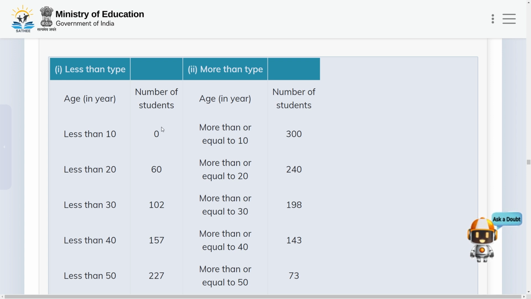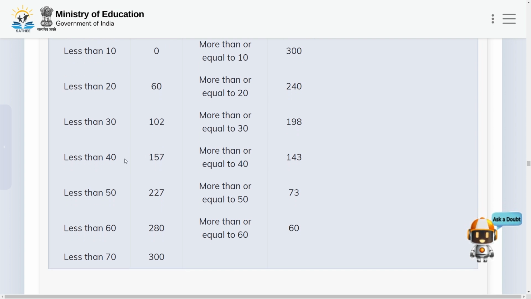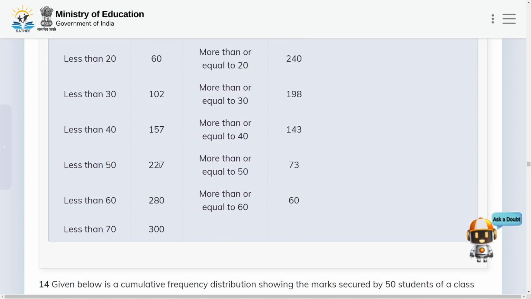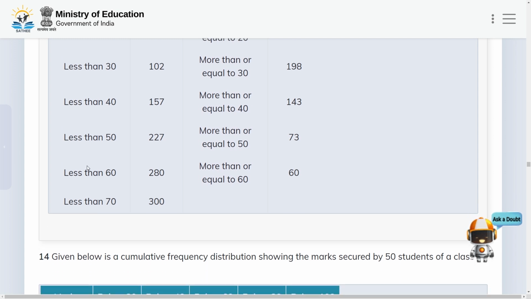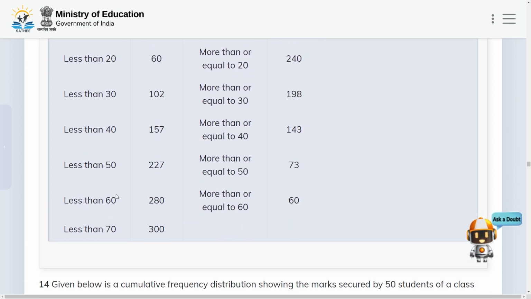Less than type: when age in years is less than 10, the number of patients is 0, less than 20, 60, less than 30, 102, less than 40, 157. When age is less than 50, the number of patients is 227. When the age is less than 60, the number of patients is 280. When the age is less than 70, the number of patients is 300.